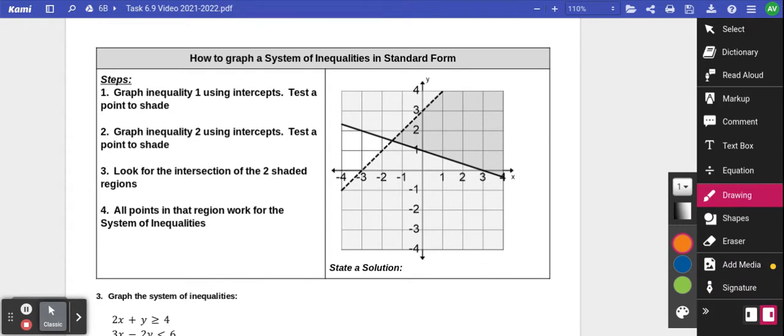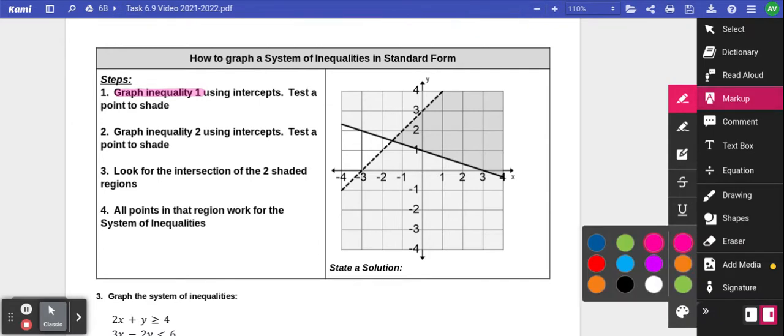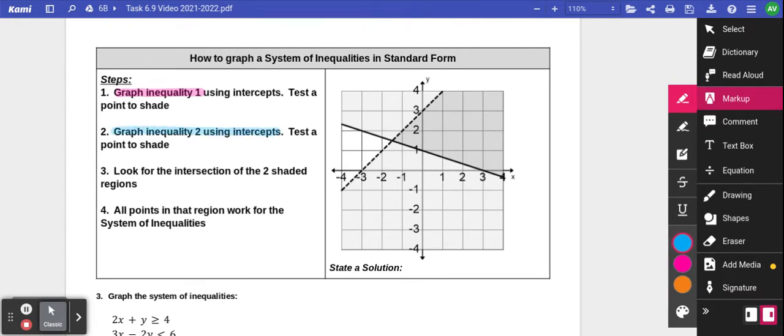Let's go ahead and scroll down. We're going to basically just write down the steps so that you have them written out, and then we're going to do one more example and a word problem. So step number 1, whenever you have a problem where there's two inequalities, is to graph inequality number 1 and then test the point 0, 0 in order to shade. Step number 2 is graph inequality number 2, and then test a point to shade. Finally, look for the intersection of the two shaded regions.